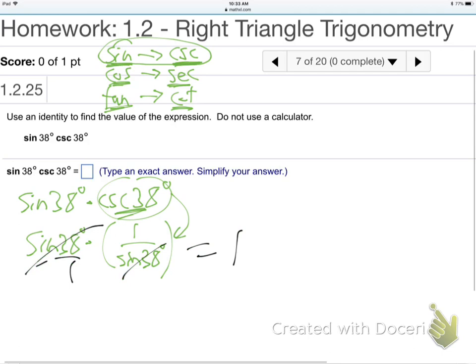So whenever you multiply sine and cosecant of the same angle, it's got to be the same angle, could be any angle as long as it's the same, they're both 38, or cosine and secant of same angle, it'll be 1. Or tangent and cotangent of same angle, it'll be 1. It'll always be 1 because they're upside down of each other. It's like multiplying 5 and 1/5. It's going to be 1, isn't it? That's all there.